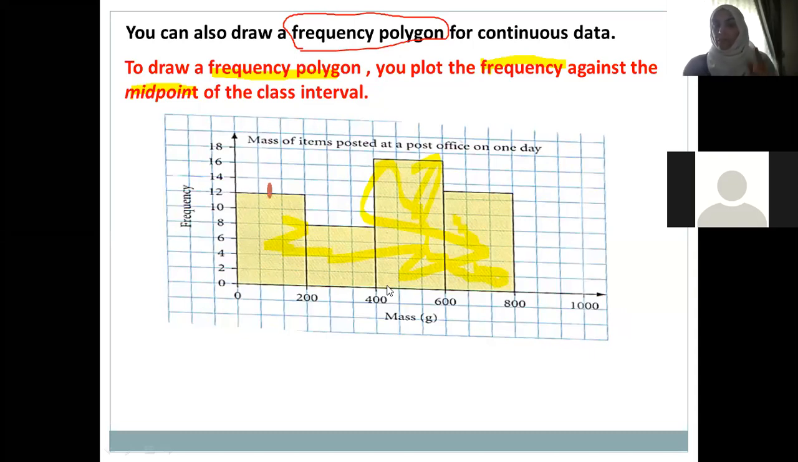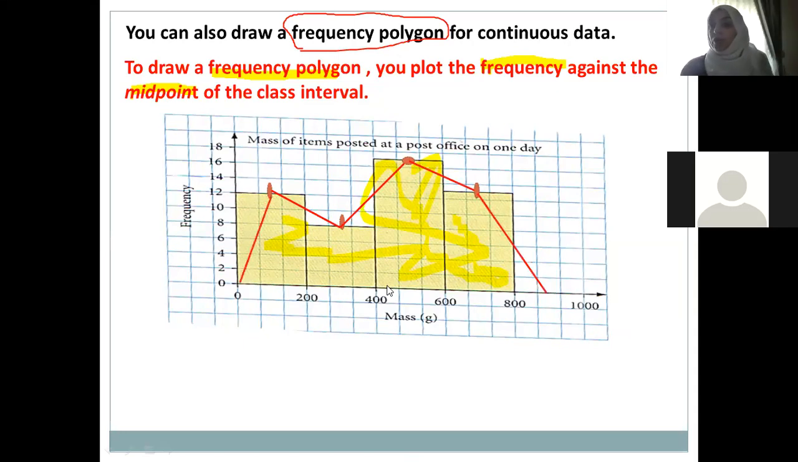Okay, so the midpoint for the first interval, for example, it was from 0 to 200 until 100, and the frequency is 12, we just plot a point. The second was at 300, I'm finding the midpoint. So the midpoint and the frequency. The third midpoint and the frequency. The fourth midpoint of the interval and the frequency. And then we just join them by a straight line. Remember that you should close your frequency polygon.